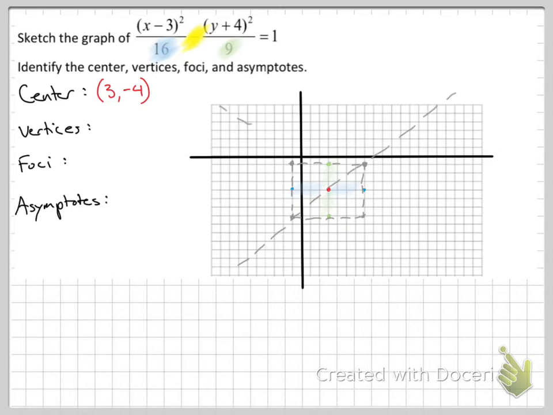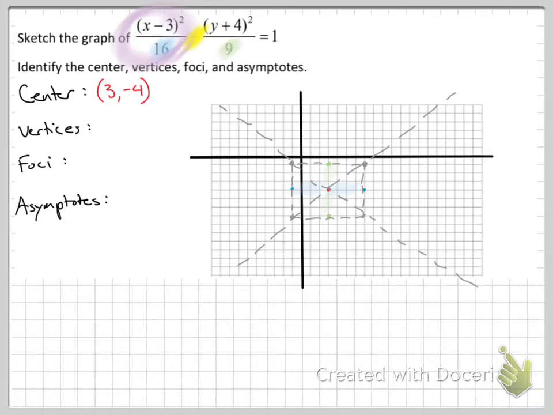Opposite corners and the center. Those are my asymptotes. Now look at the minus sign. Again, I can't guarantee these are the same colors, so the minus is in the middle, so it's the x that's positive. That means my graph is going to follow the x-axis.